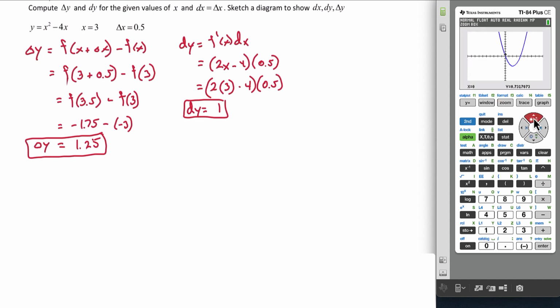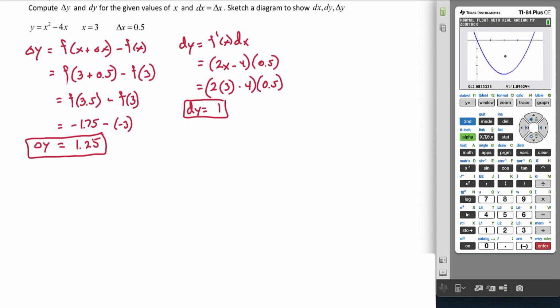Move your cursor so that it is in one of the corners of the window that you want to draw. I'm going to do it roughly right there, hit enter, and then we can draw the rest of the box, making sure that the important parts are in the window. X-intercepts are nice to be able to see. It's nice to be able to see the x and y axis. And we also want to make sure that x equals 3 is in our viewing window. Hit enter, and that'll zoom into that specific region.